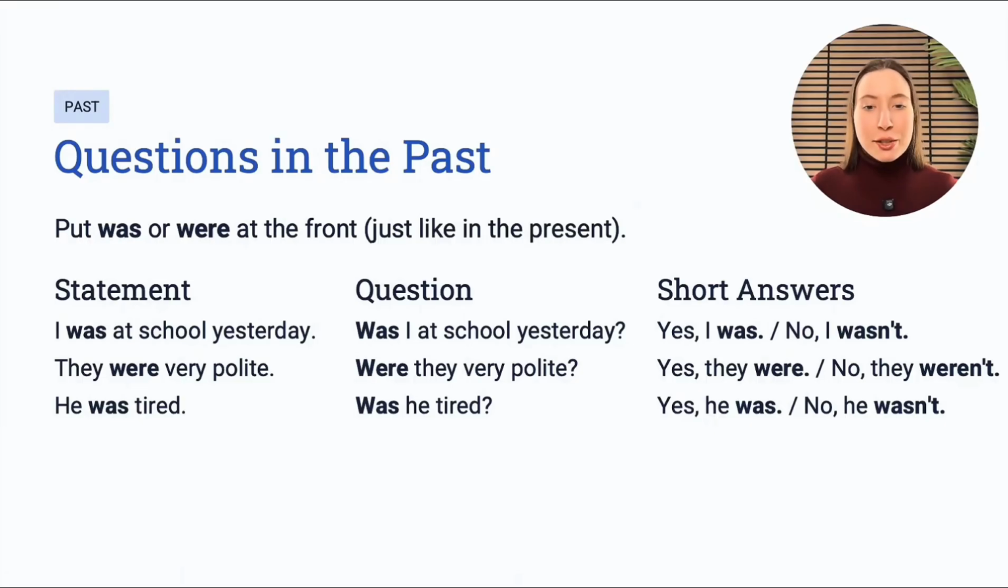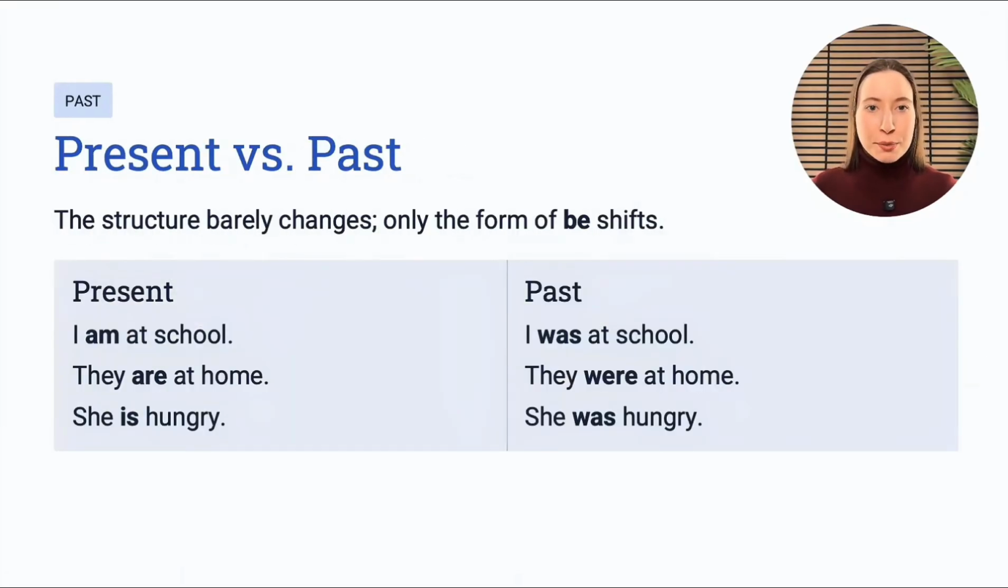Let's compare the present and the past forms. I am at school. I was at school. They are at home. They were at home. She is hungry. She was hungry. Here, as you can notice, the structure of the sentences themselves does not change at all. The only thing that changes is the form of be.